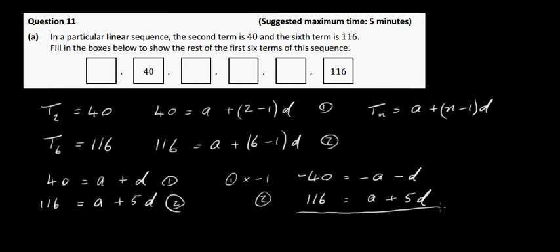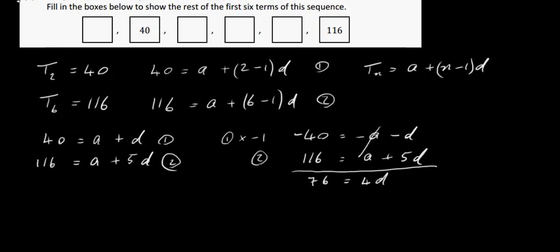Now I can add these two equations. Here I'm just going to get 76. Here, minus a plus a will give me 0, and I'll have 5d minus d, that just gives me 4d. And here then you can just divide by 4, so that gives me d is equal to 19.